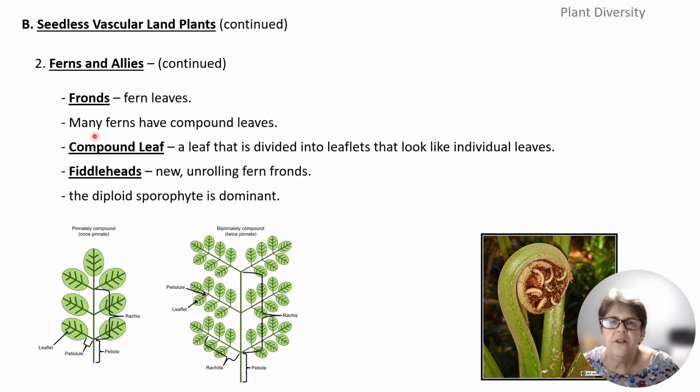And fiddleheads are new unrolling fern fronds. Right here is a fiddlehead. So you've seen those in the grocery store. If you don't know what they are, if they unroll, they'll be a fern frond. The diploid sporophyte generation is dominant. So remember that only in the non-vascular plants is where you have the haploid gametophyte dominant. In all the other plants, you're going to have the diploid sporophyte dominant.